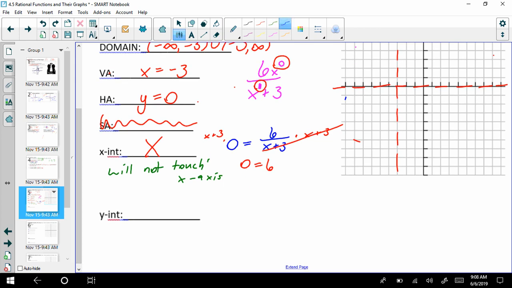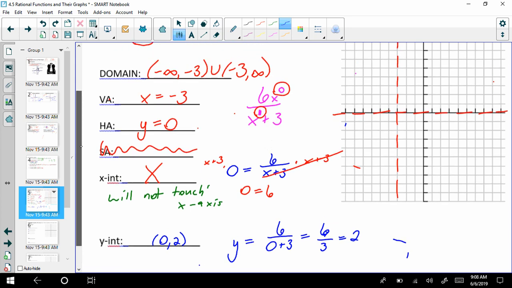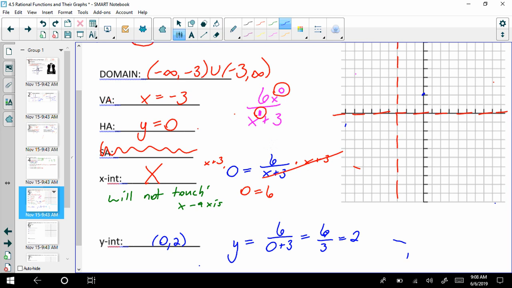To get the y-intercept, we're going to put 0 in for x. And I would like to simplify that. Well, that would be 6 over 3, which is 2. So we have a y-intercept at 2, meaning I'm going to cross the y-axis at 2. So let's plot that point. So on the y-axis, I know my graph is going to cross through that point. Guaranteed.